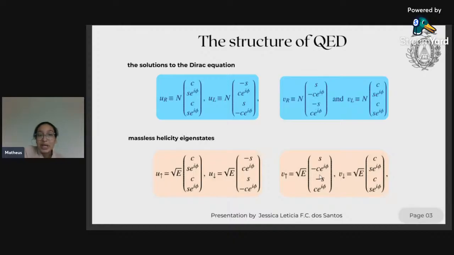Here we have the comparison of the spinors of the Dirac equation, the solutions of the Dirac equation for particles, which are represented by this u here, and for antiparticles, this v here. The N is for normalization, and also the square root of E. And here in orange we have our gamma 5 matrix. It's very, very similar, which could show that our QED is chiral.